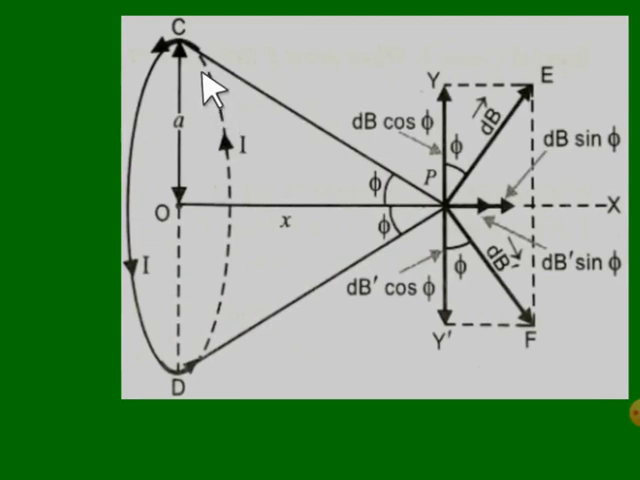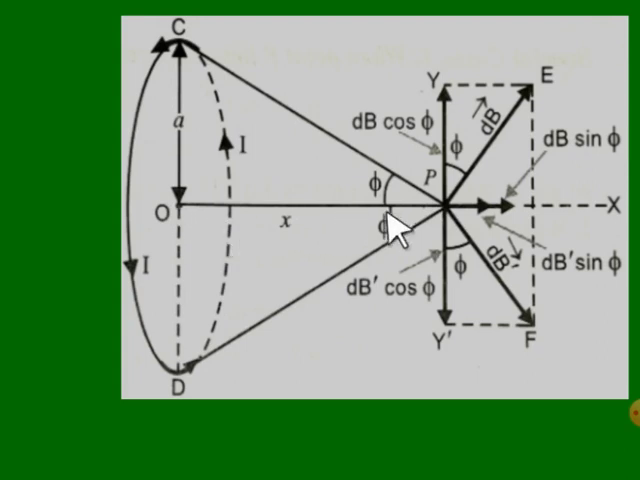Now consider a circular coil of radius a with center O, carrying current I, lying its plane perpendicular to the plane of the paper. If you take it that this is the plane of the paper, and that the plane of this circular coil is perpendicular to it, let P be the point of observation where we want to find the magnetic field due to this circular coil carrying current, at a distance x from the center of this circular coil.